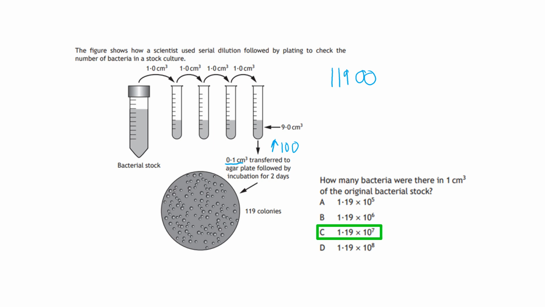All of these dilutions were 1 into 9. So that's a times 10, that's a times 10, that's a times 10. So I'm going to add on a 0 for every times 10. And then that's going to give us how much was in this solution. Everything in this solution came from that 1 centimeter cubed. So that is our final answer. And if we look at it, it's 1, 2, 3, 4, 5, 6, 7. 1.19 times 10 to the 7.